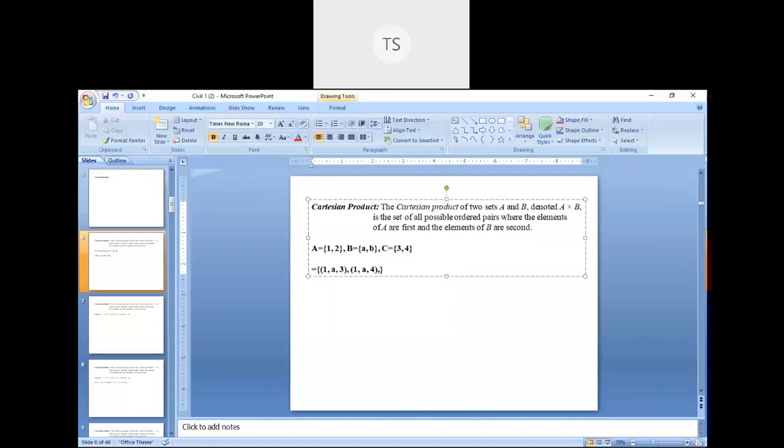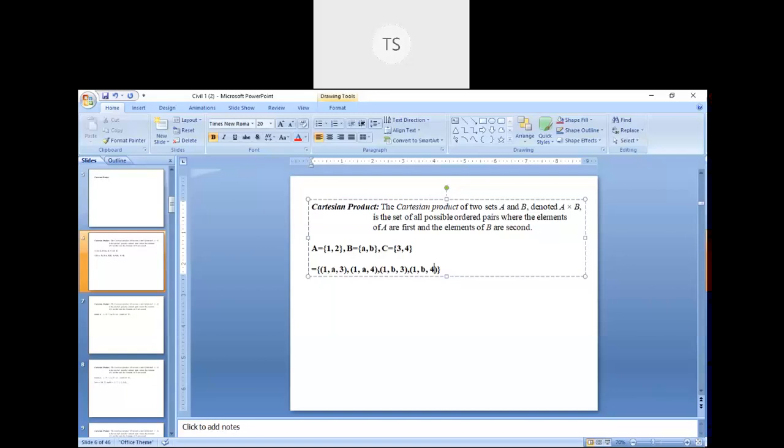Next, I'll take 1. Next, I'll choose B from the second element, then 3. Again, 1, B, 4. So, 1, comma A, comma 3, 1, comma A, comma 4. Then I have taken 1, comma B, comma 3, 1, comma B, comma 4.